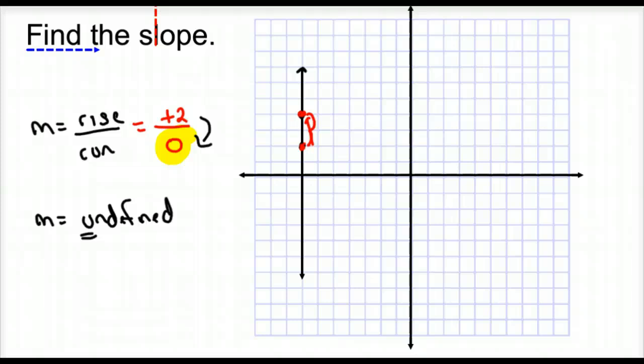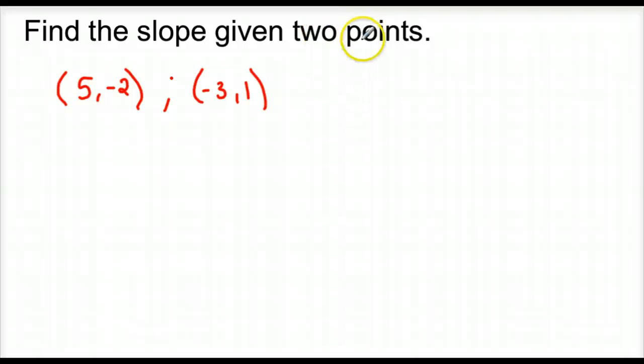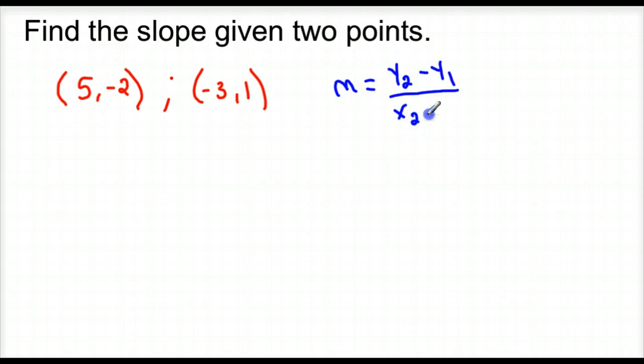Now let's take a look at some other examples. What if you don't have a graph here? What if you're just given 2 points? Well, we have a slope formula. The slope formula is m equals y sub 2 minus y sub 1 over x sub 2 minus x sub 1. Now, other teachers will sometimes use y sub 1 minus y sub 2 over x sub 1 minus x sub 2.